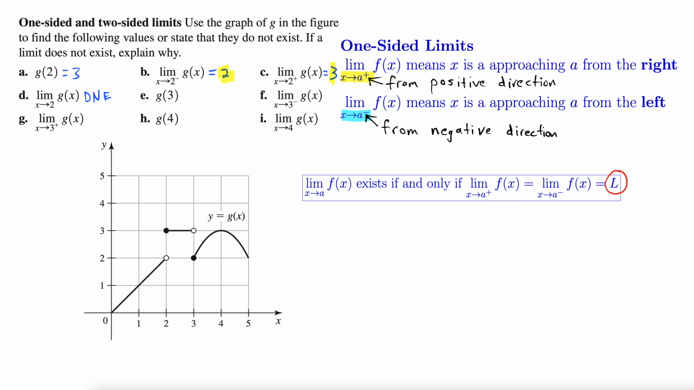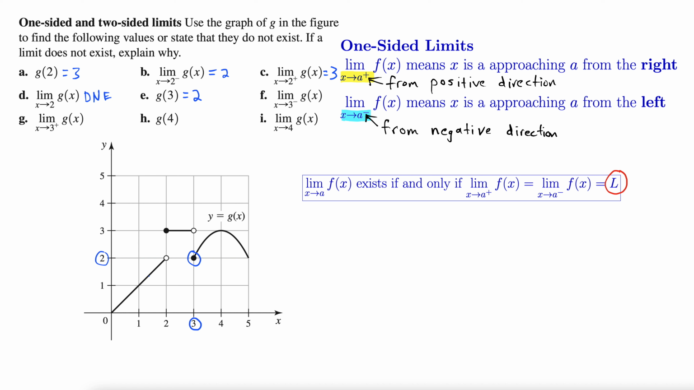Okay. Moving on to part E. Back on solid ground again, it's just asking for g of 3. Okay, we can do that. Here's 3, so we go up to g of 3. There it is, so it's 2. The y value associated with x equals 3 is 2.